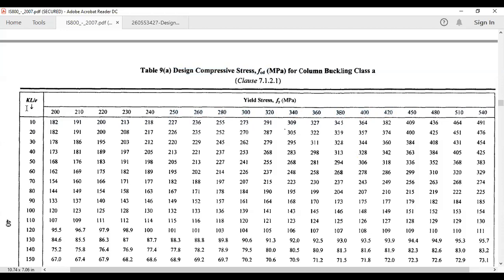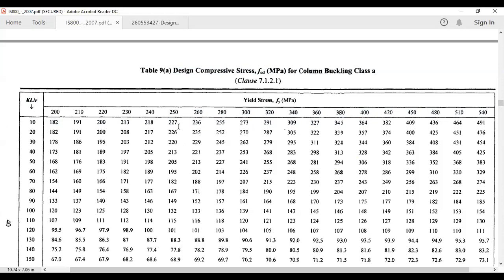Whatever the value of KL by R is for our member, the slenderness ratio, K into L is the effective length of the member. Okay, R is the radius of gyration. So for our ratio of KL by R and yield stress, we'll be interpolating the FCD. In table 8, you'll interpolate for a stress reduction factor, whereas in table 9, you'll interpolate the FCD directly. Directly, you'll be getting the value of FCD.